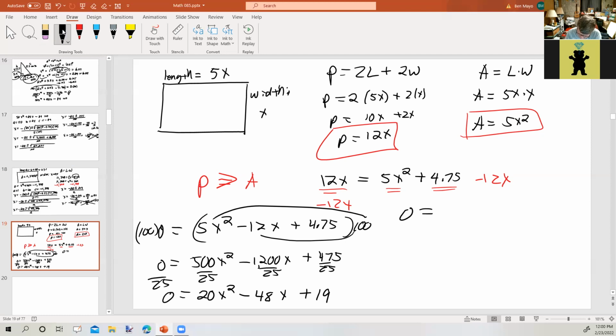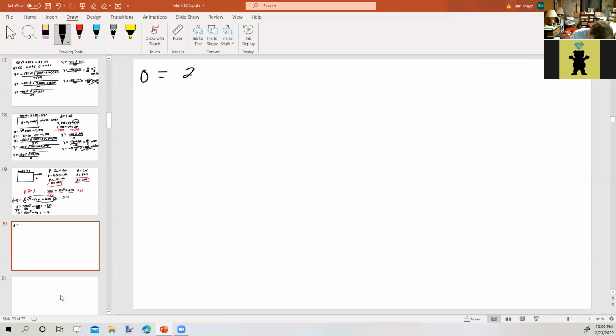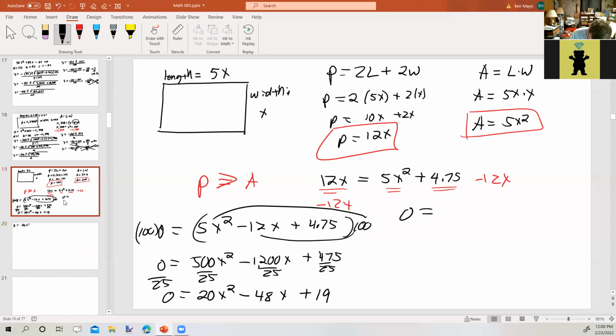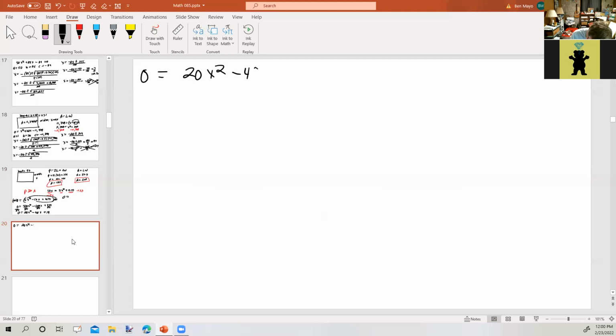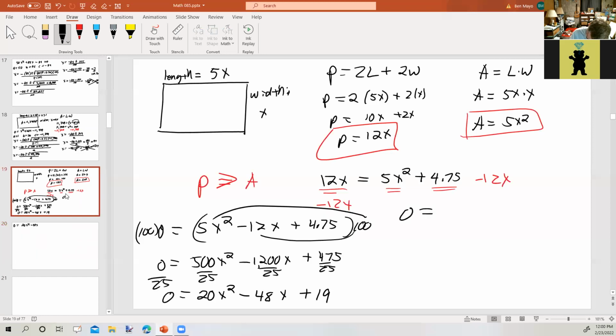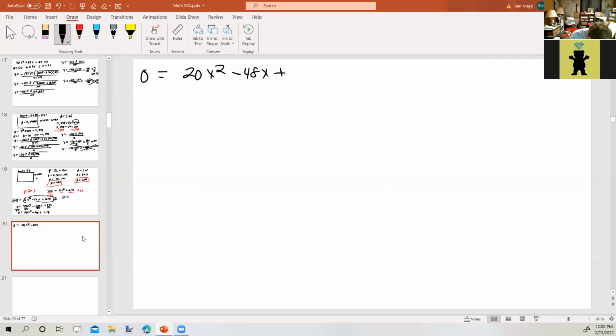12x, x squared, subtract, looks good there. 5 by 100, 25. All right, so I'm going to take that and write it on the next page. 0 equals 20x squared minus 48x plus 19. And we're ready to use the quadratic formula.